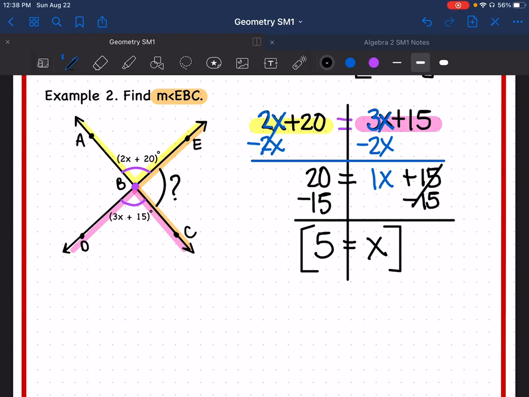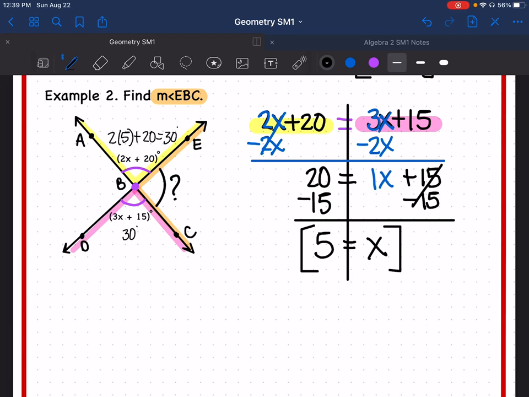So I'm going to go ahead and say, 2 times 5, which is 10, plus 20, which is 30 degrees. So this angle is 30 degrees. Likewise, this angle is 30 degrees. They have to be. And 3 times 5 is 15, 15 and 15 is 30. That wasn't so hard.